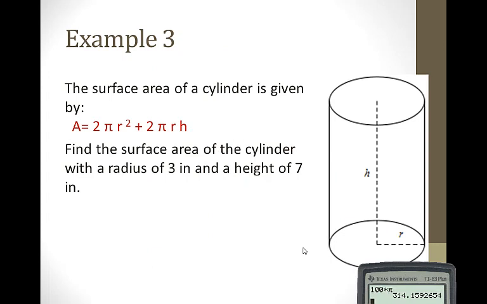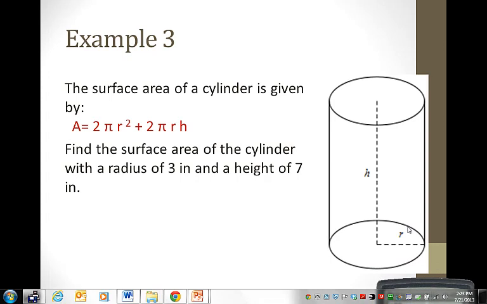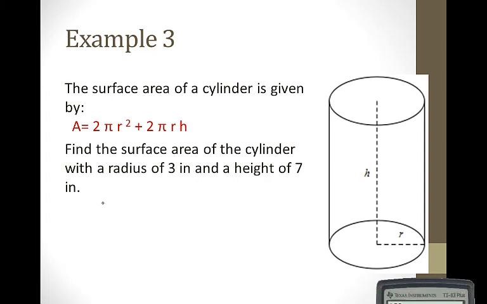Okay, the surface area of a cylinder is given by 2 pi r squared plus 2 pi r h. Now this is one that I would not have you memorize. I wanted to have the shape here so you can see what a right circular cylinder looks like. So we want to find the surface area of the cylinder with a radius of 3 and a height of 7 inches. Okay, so again I'm going to write my formula down. 2 pi r squared plus 2 pi r h. Okay, and then we're given r is 3, so my figure there's 3, and the height is 7.